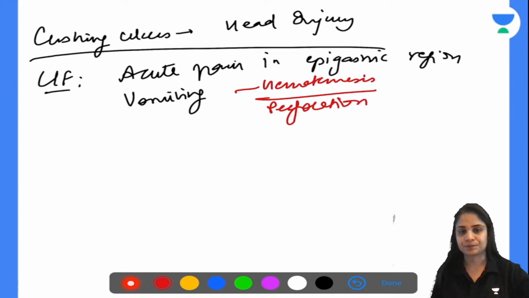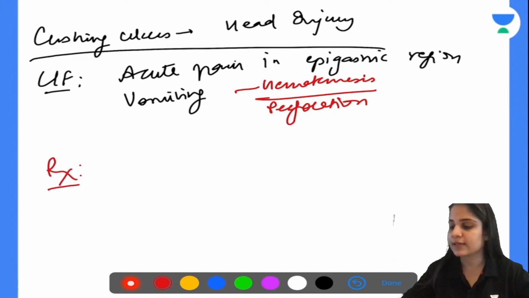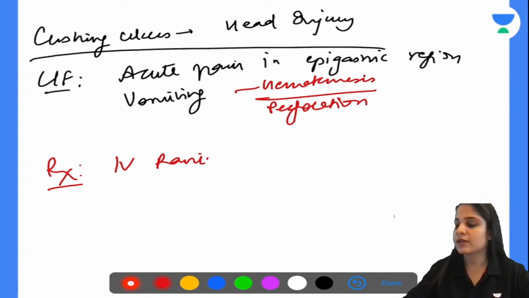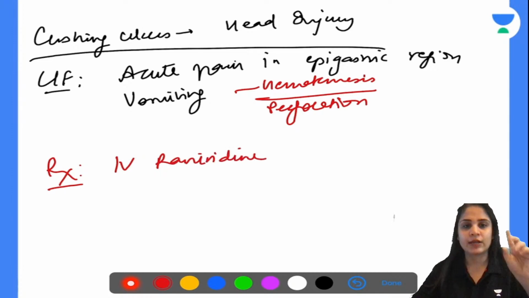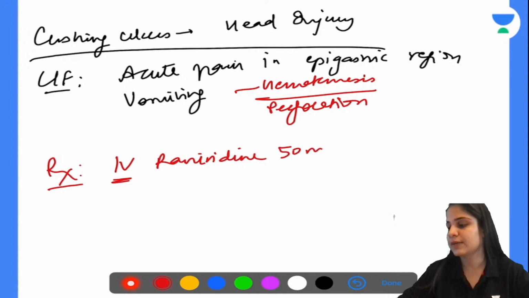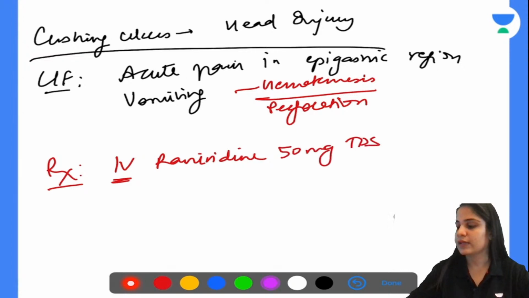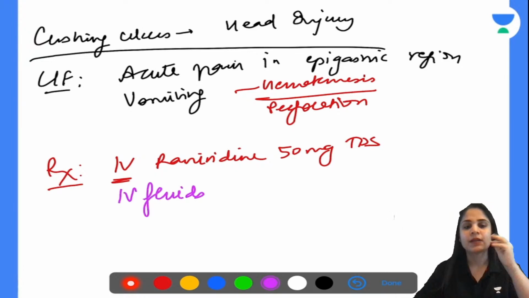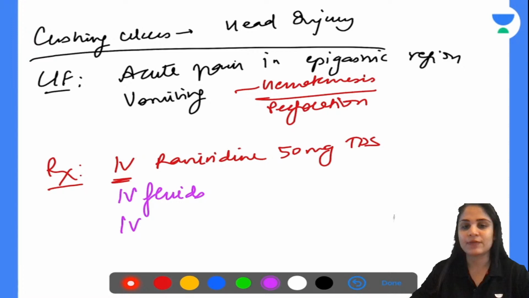Now, how will you treat? That is the question they will ask you in the exam. So remember, there are three main things that you need to do. First thing, always IV ranitidine 50 mg TDS, thrice a day. The second thing that you need to give is IV fluids to the patient. He will not be able to eat anything. And the third thing that you need to give is IV PPI. So IV pantoprazole. Okay, I'll just write PPI over here.